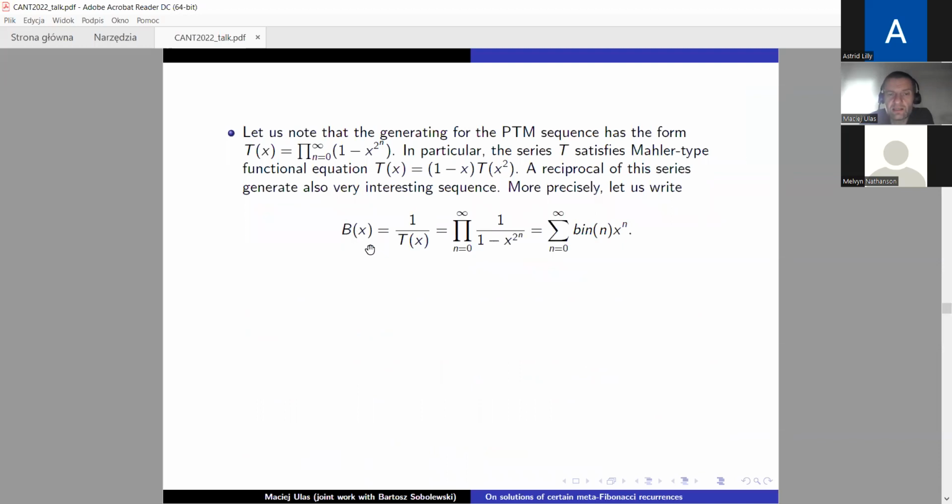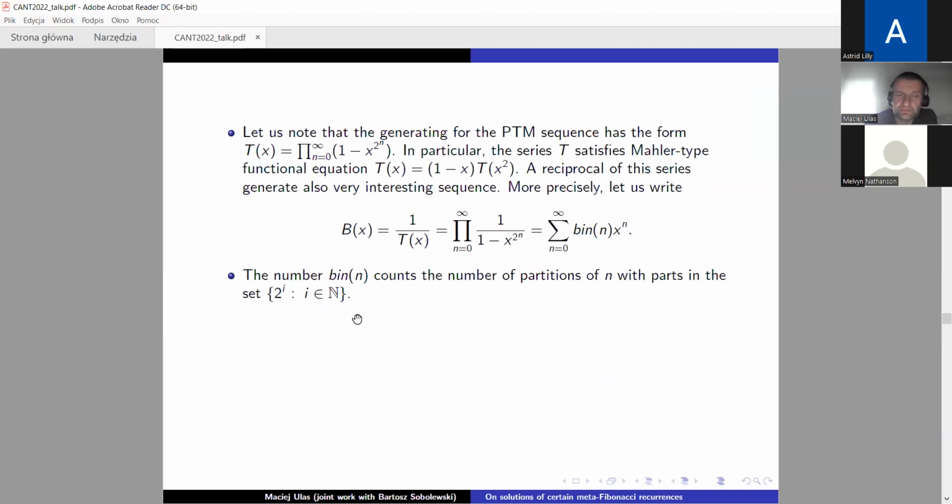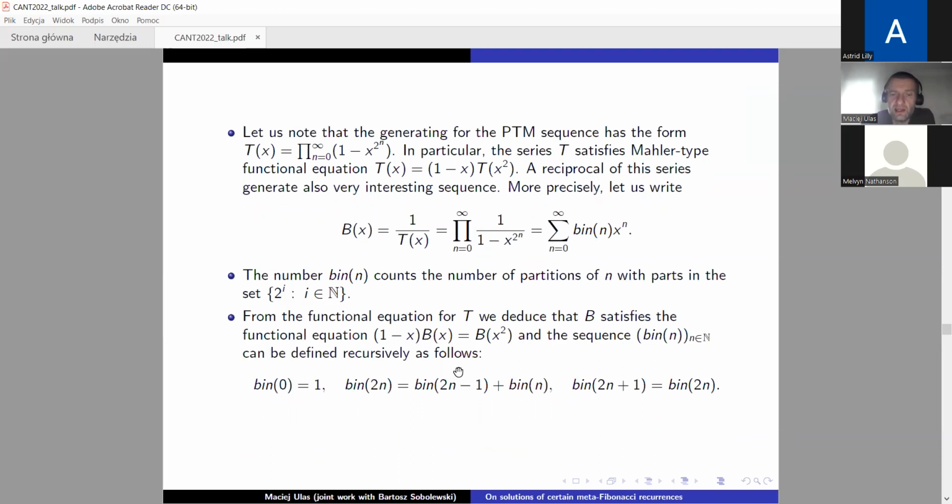We can also define B(x), which is 1 over T(x), and this is the famous function which counts the number of binary partitions of n, or in other words, partitions with parts in the set of 2^i for i in natural numbers. And from these functional equations, we can deduce these particular functional equations, and we have nice recurrence relations satisfied by this sequence b(n).